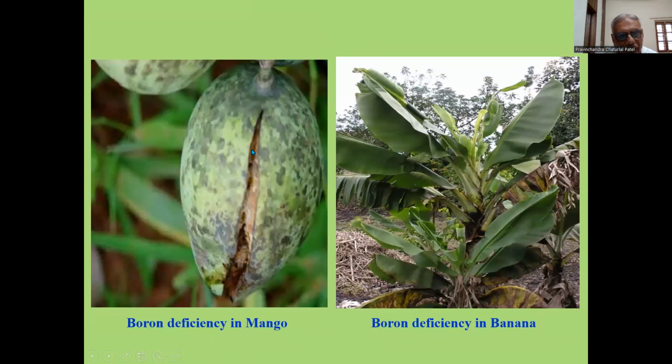Then boron deficiency in mango. You can see the fruit cracking of the mango fruits. Then boron deficiency in banana crop. You can see the stunted growth and yellowing on the top leaves.